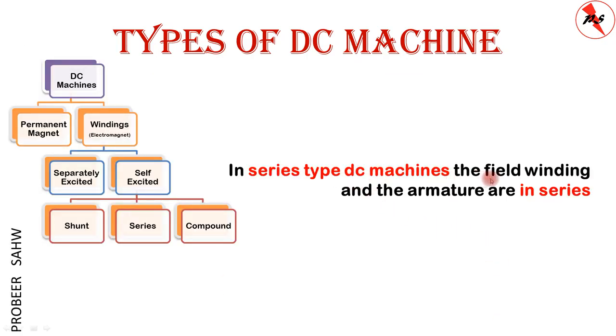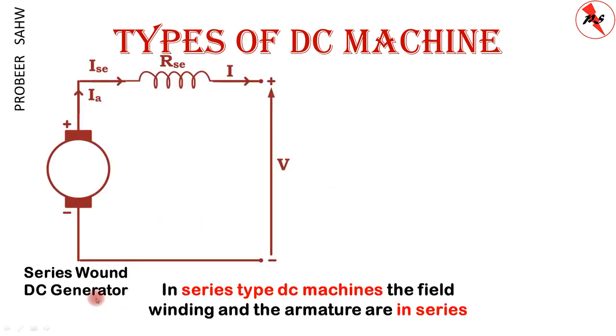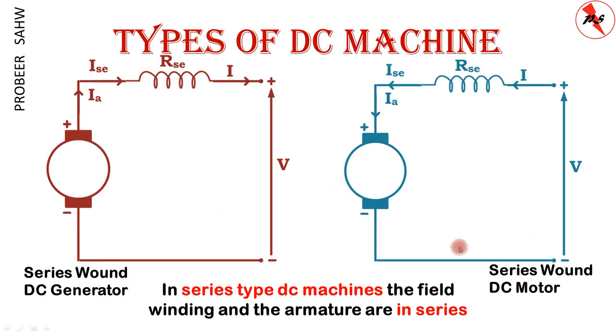Next we have the series type of DC machines, in which the field winding is in series with the armature. It is also called the series wound DC machine. This is the series wound DC generator and this is the series wound DC motor. In a series machine, the armature current, or the current that flows through the series winding, is equal to the current I that flows out of the terminal for a generator. And for a motor, the current that flows into the DC machine from the external source is equal to the armature current and in turn equal to the current flowing through the series field winding.